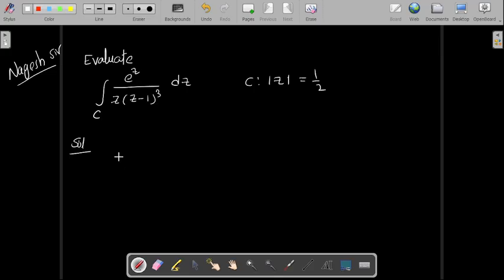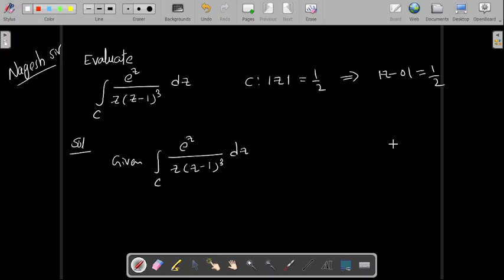So now, given the integral over C of e^z by z into (z minus 1) whole cube dz, what does |z| = 1/2 mean? It is a circle, that means we can write this as |z minus 0| = 1/2. That means center 0, radius 1/2. So you roughly draw the diagram: center 0, radius 1/2.